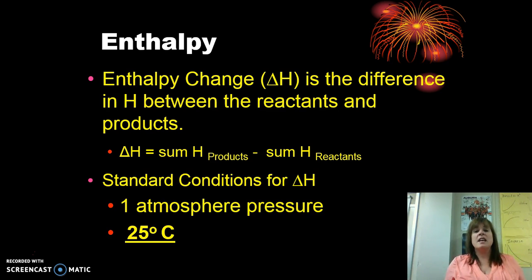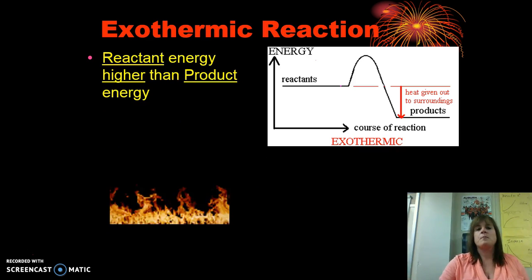Now, there are standard conditions for delta H, and they're not the same as STP, or standard temperature and pressure, when we did gases. Standard conditions for enthalpy changes is 1 atmospheric pressure, so that's the same. But the temperature is different. It's 25 degrees Celsius, which is about room temperature.